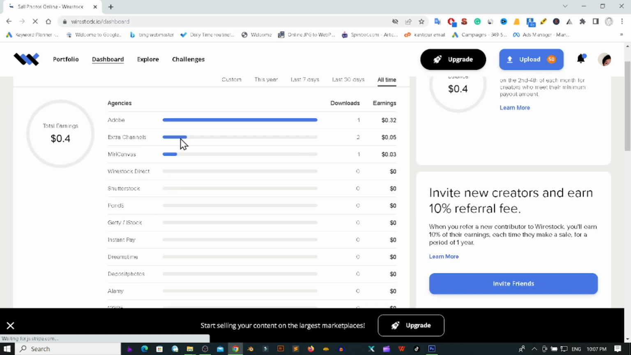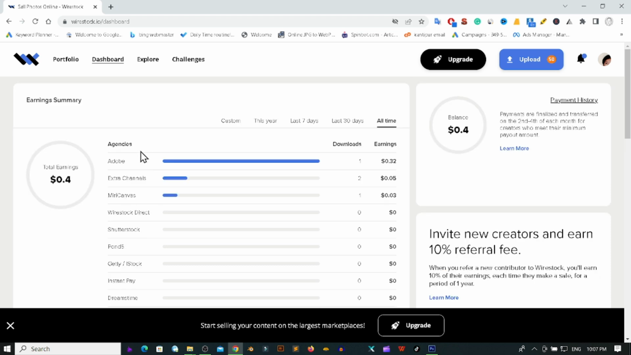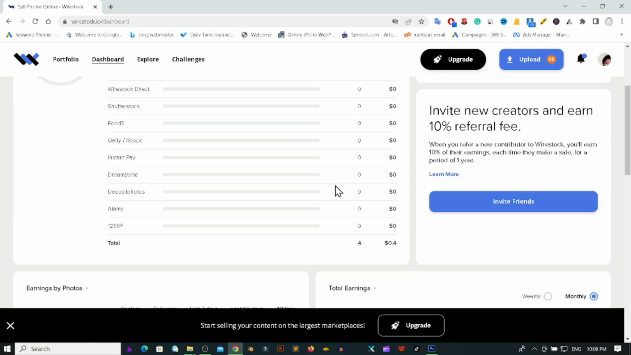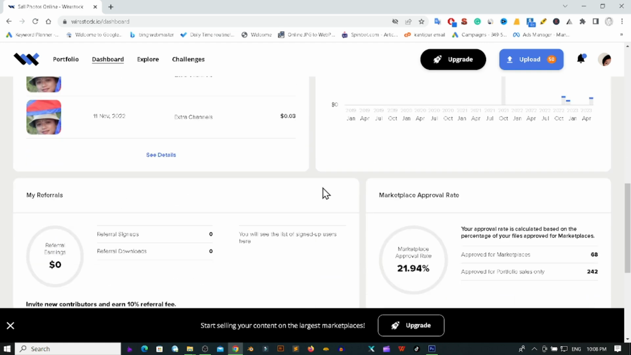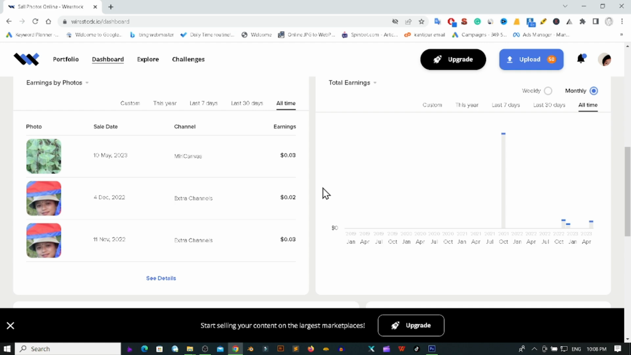Okay, so I have a total of 0.04 cent in 1 minute. Okay, so in the Adobe Stock I got 0.32 cent, and Extra channel 0.05, and Media Canvas is 0.03 cent. Okay, so I think Wirestock is also one of the amazing things.